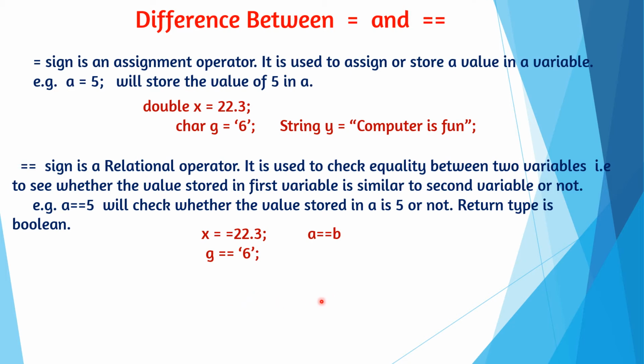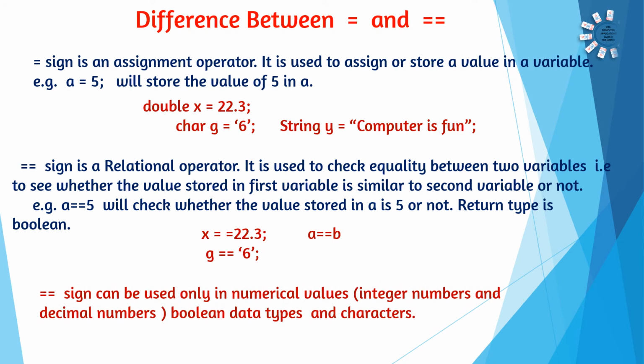A double equal B. It will check whether the value of A is same as the value of B. And G double equal to 6. That means it will check whether the character stored in G is 6 or not. And now this double equal sign can be used only in numerical data types. That means numerical values, integer numbers and decimal numbers, Boolean data types and characters. It cannot be used for string. I hope you understood the difference between equal and double equal.